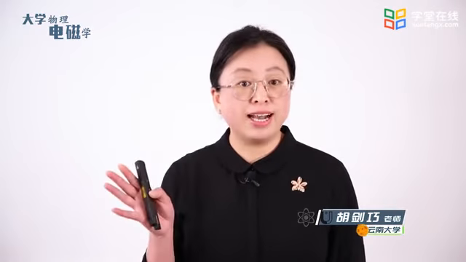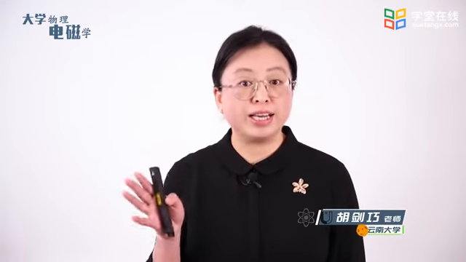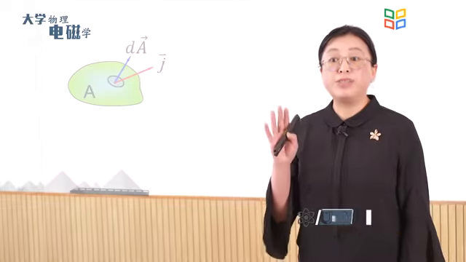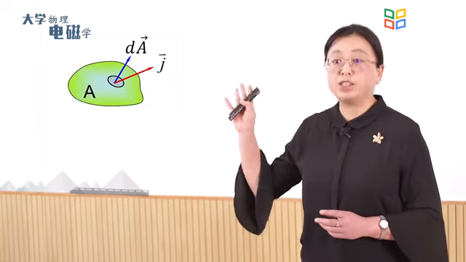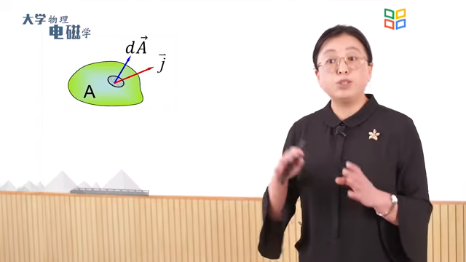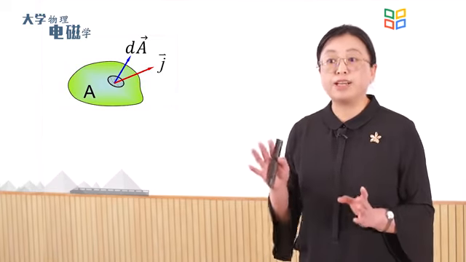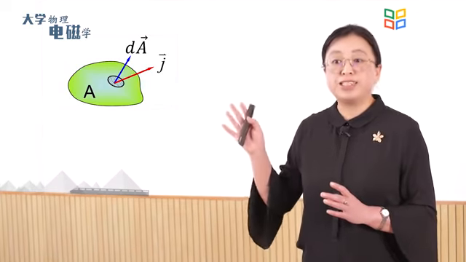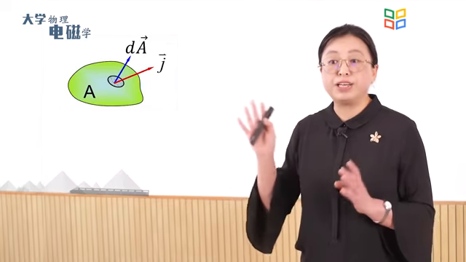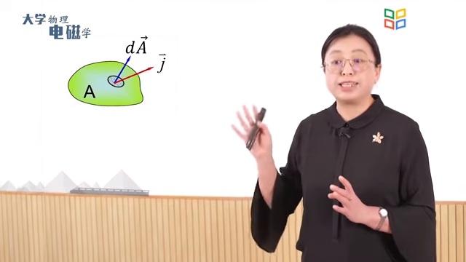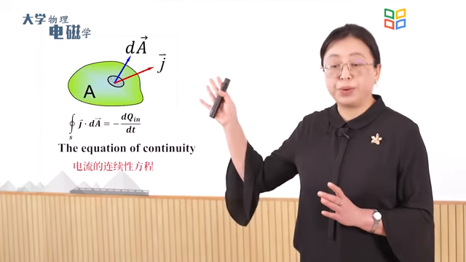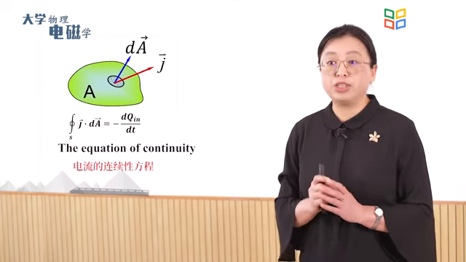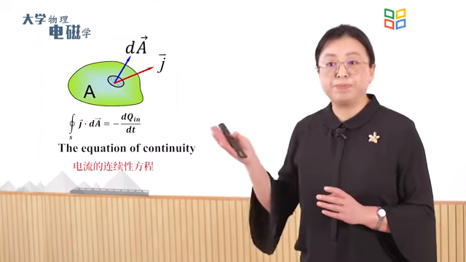Let's continue to discuss the flux of the current density of the surface. Now consider a conducting region V bounded by closed surface A as shown here. An outward flux of charges crossing the closed surface per unit time must be equal to the rate at which the charge is decreasing in the bounded region V as expressed by this equation. We call it the equation of continuity.